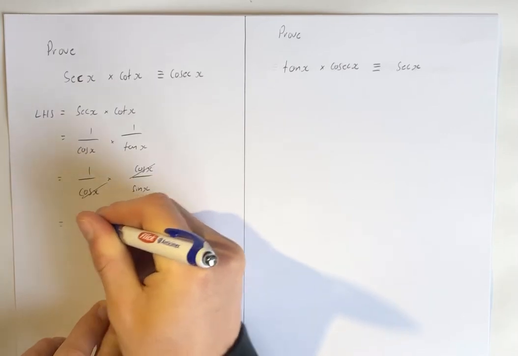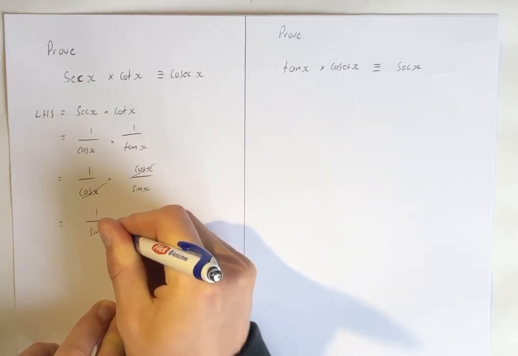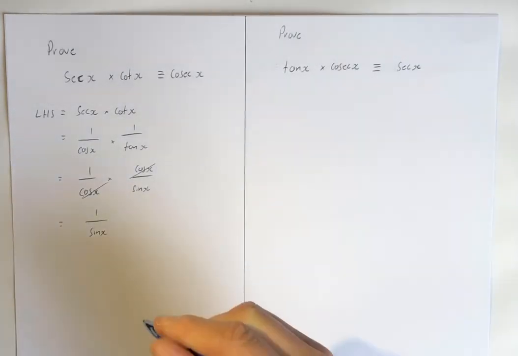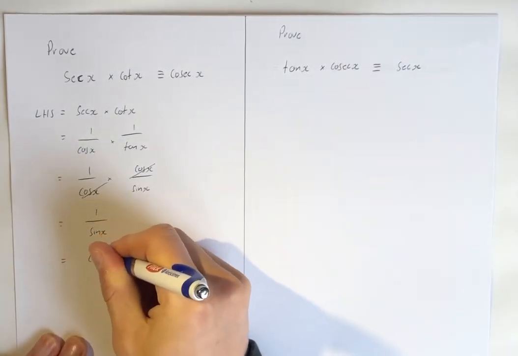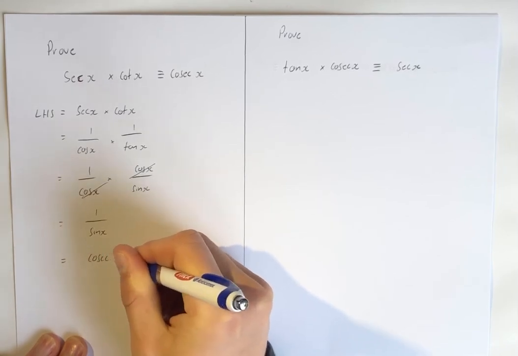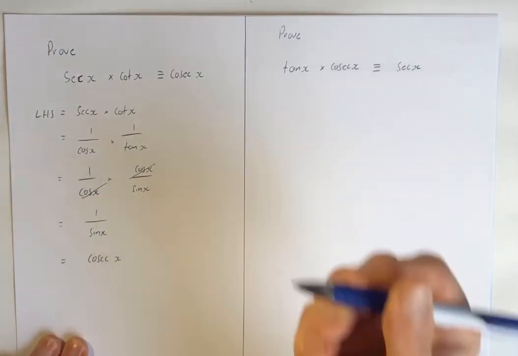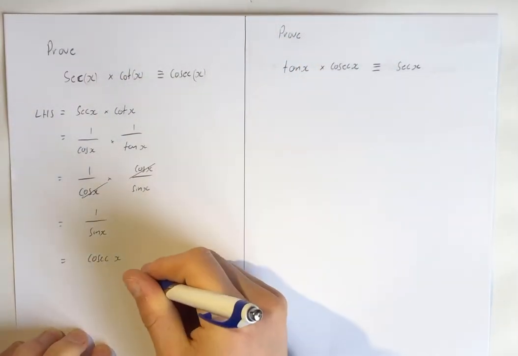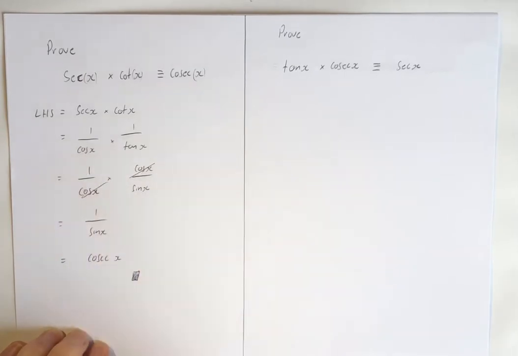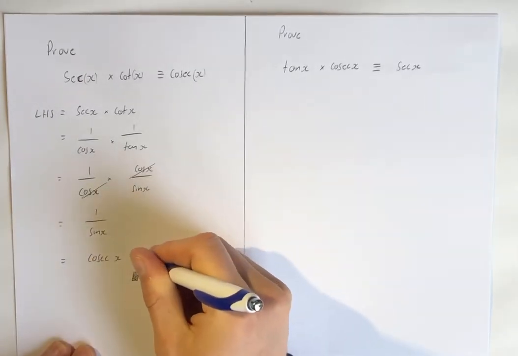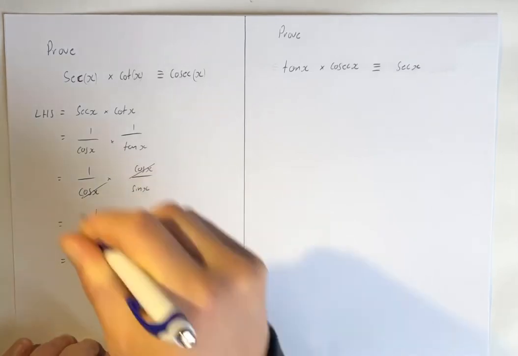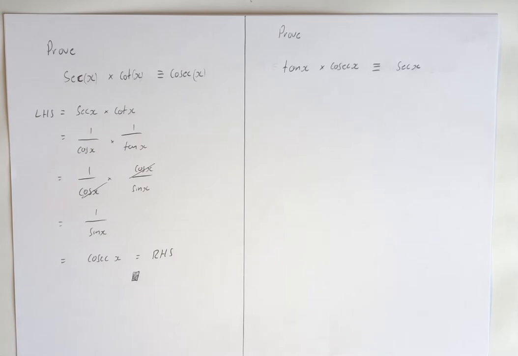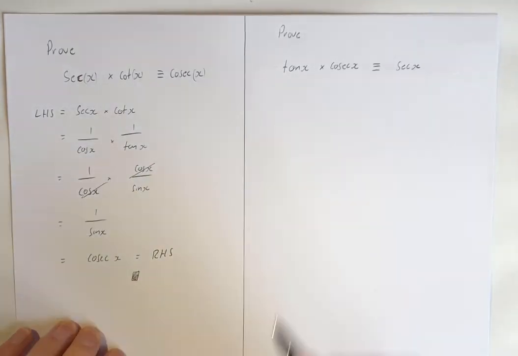Cosines cancel. We're left with 1 over sine x. And from our formula, 1 over sine x is cosec x. Cosecant of x. I probably should have brackets around all of these, but I just couldn't really be bothered. And you can do a black box there for the end of the proof. Oh, and equals right hand side. So we've shown that the left hand side is equivalent to all of these, and is therefore equivalent to the right hand side.